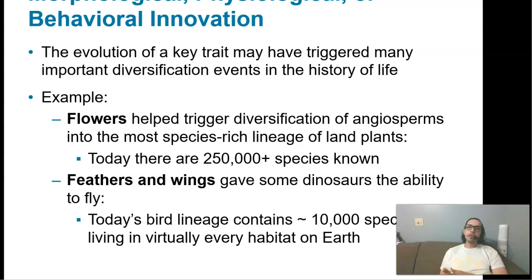The evolution of a key trait may have triggered many important diversification events in the history of life. For example, flowers helped trigger diversification of angiosperms into the most species-rich lineage of land plants. And also feathers and wings gave some dinosaurs the ability to fly. Today's bird lineage contains about 10,000 species.